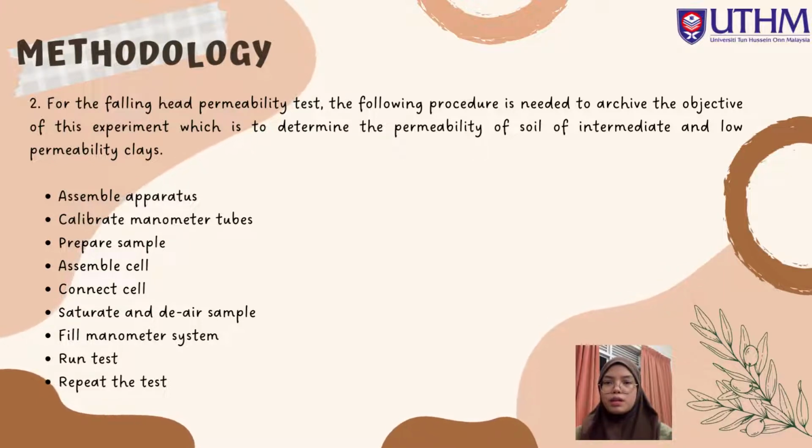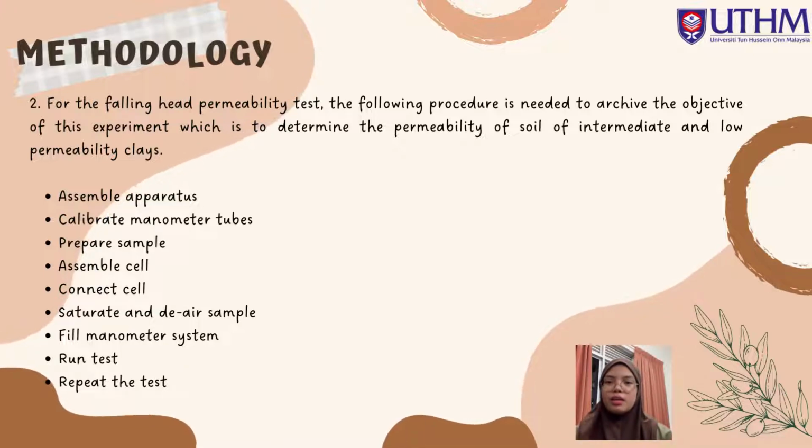The apparatus must be set up. A constant supply of de-aired water is not required because the amount of water moving through a sample with low permeability is fairly little, but the reservoir supplying the de-airing tank should be replenished with distilled or deionized water. Next, calibrate the manometer tubes.